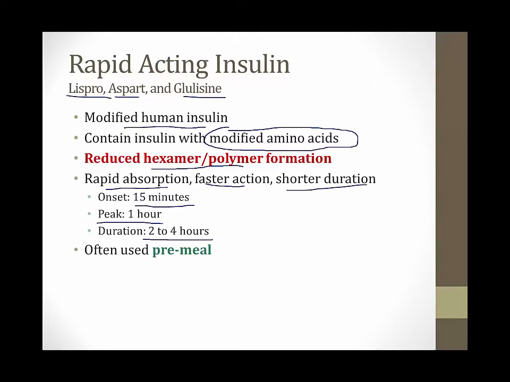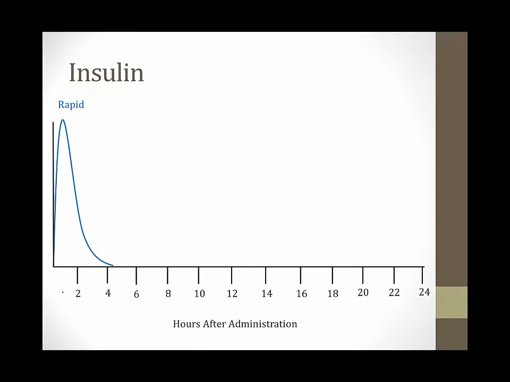This makes them the perfect drugs for pre-meal insulin. Many diabetics experience hyperglycemia after they eat a meal. If they take a dose of one of these drugs before eating, they will have less post-meal hyperglycemia. So these are therefore called prandial insulins because they are given with meals. This is a graph showing the activity of the rapid-acting insulins. You can see that their peak effect here occurs within about an hour, and by about 2 to 4 hours, their effect is completely gone.